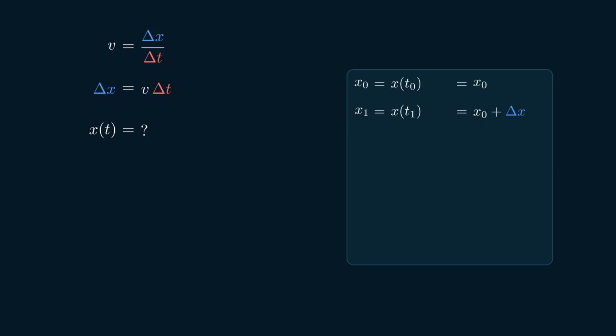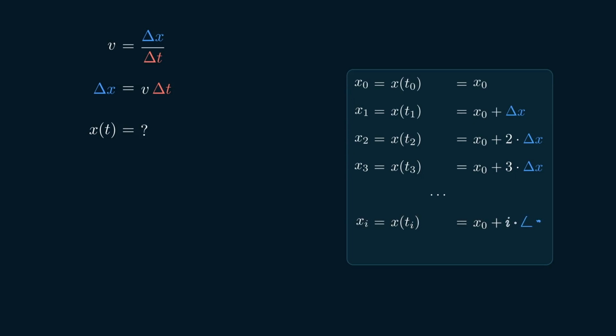The value of x at t2, so x2, was again 5 meters farther to the right, so in total it was 10 meters farther than x0. And the value of x at t3 was another 5 meters farther to the right, so in total 3 times delta x farther than x0. So we can immediately see a pattern. The value of x at a time ti is x0 plus i times delta x. That makes sense, right? In our example, x0 was 0 and delta x was 5 meters.